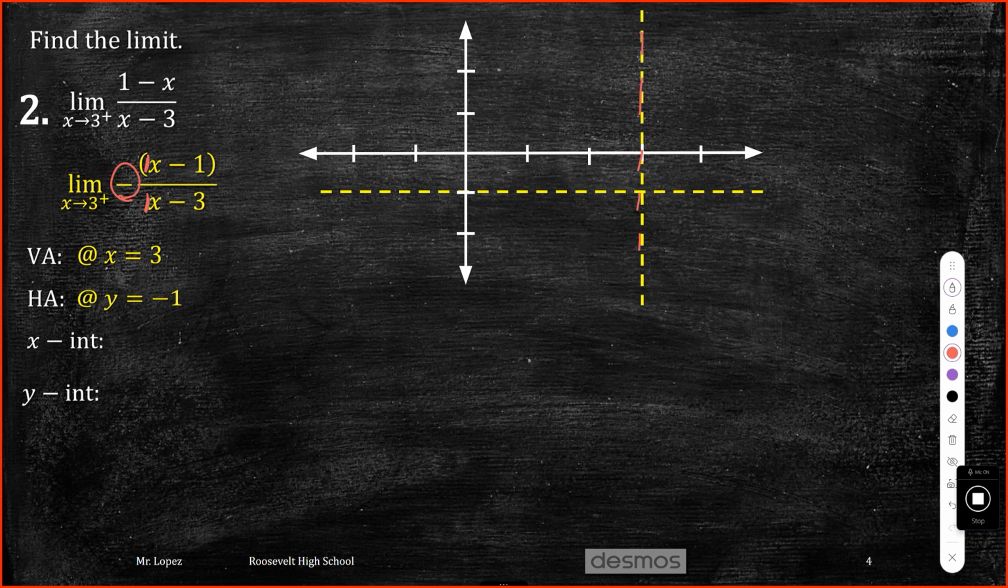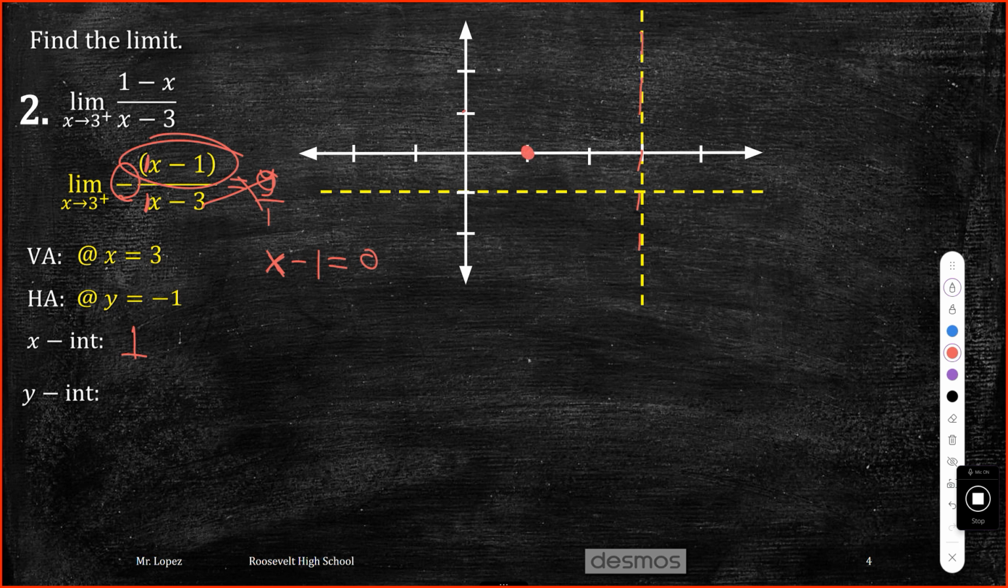X-intercept, to find the x-intercept, set the y equal to 0. So this is equal to y, and that's equal to 0. When you cross multiply, this becomes 0. Cross multiply is going to be x minus 1 is equal to 0. In reality, the x-intercept would be found on the top of the fraction. So the x-intercept is at 1. So it crosses at x equal to 1.